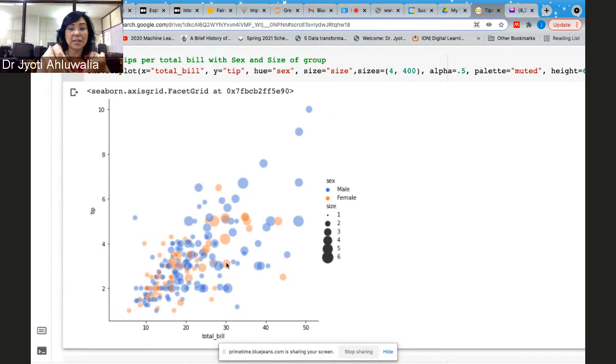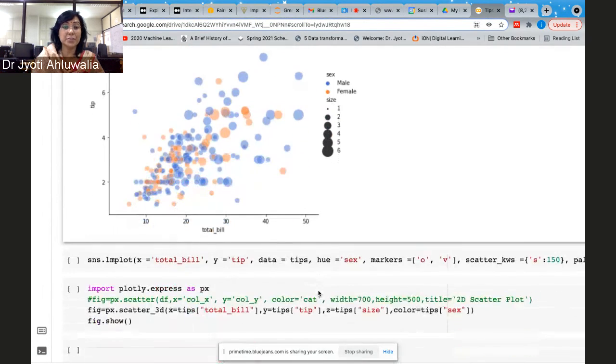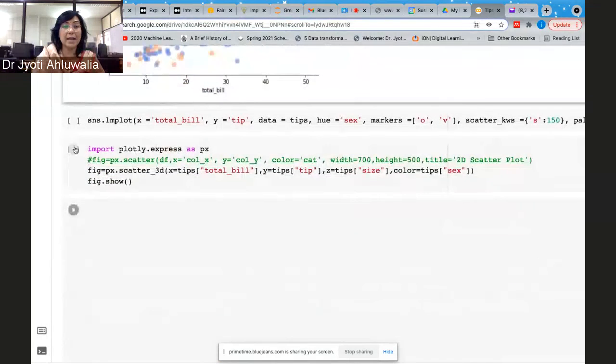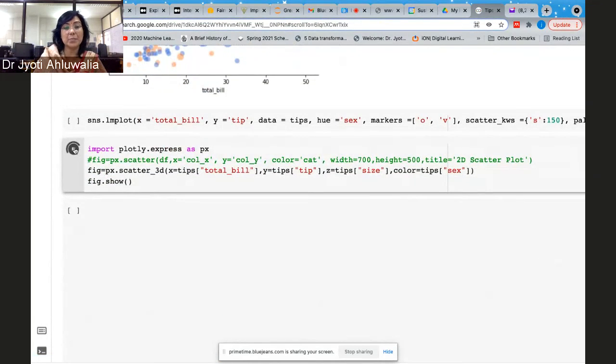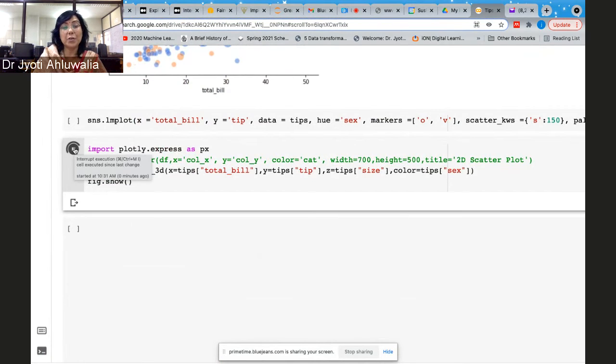So at higher levels of bill size, the bill is not just increasing because of the number of expensive dishes. It is increasing more because there are more people in the group coming to have the food at the restaurant. Again, just like Seaborn, we have a very interesting library called Plotly.